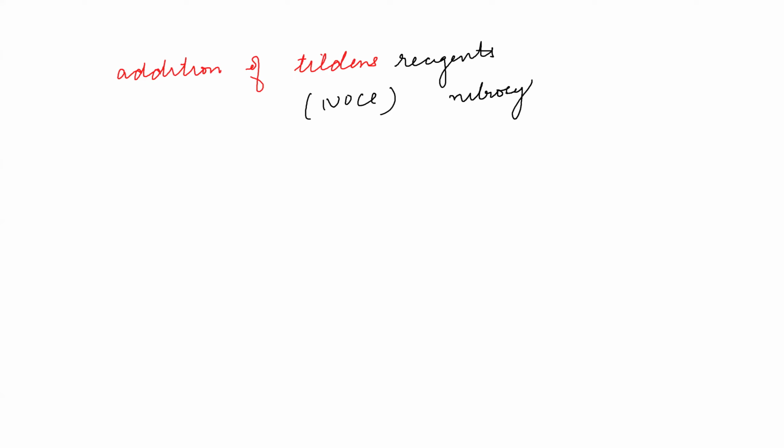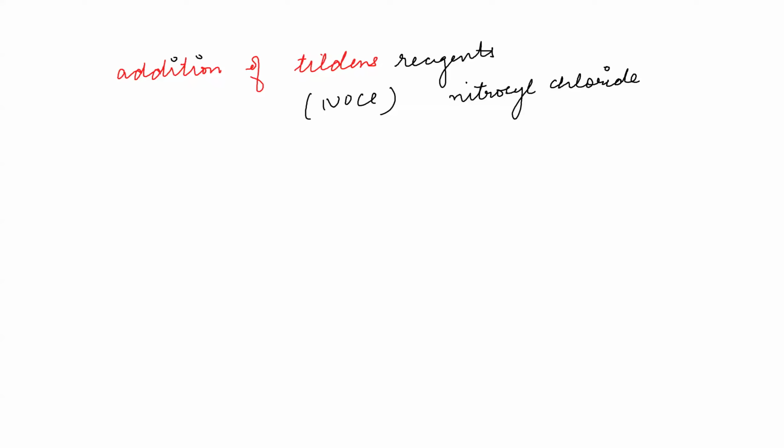Now, next, what do we have? So HCl, HBr, you can handle by this. Again, we did addition of water. Hydration we considered, right? We did acidic hydration in the previous class. Next, what do we have in here? We have the addition of Tilden's reagent. Tilden's reagent is nothing but NOCl. It is nothing but nitrosyl chloride.